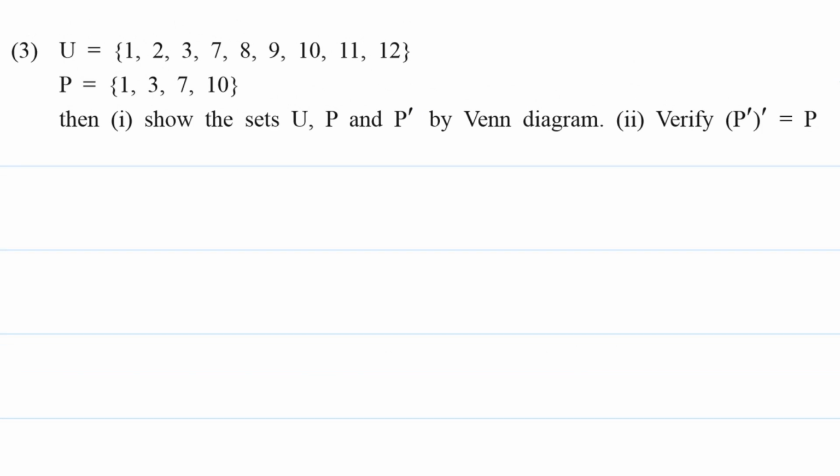Universal set U is 1, 2, 3, 7, 8, 9, 10, 11 and 12. P set has 4 elements 1, 3, 7 and 10. Then sub question 1, show the sets U, P and complement of P by Venn diagram. And sub question 2, verify complement of P is equal to P.